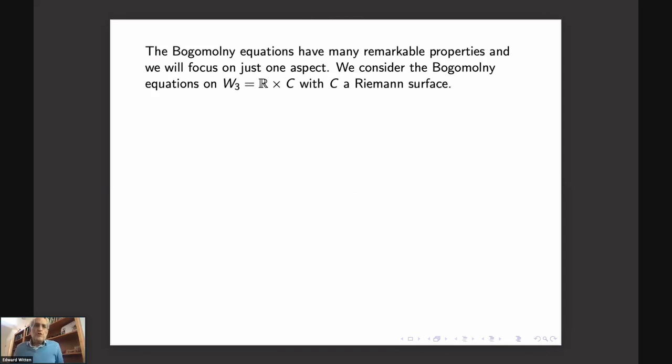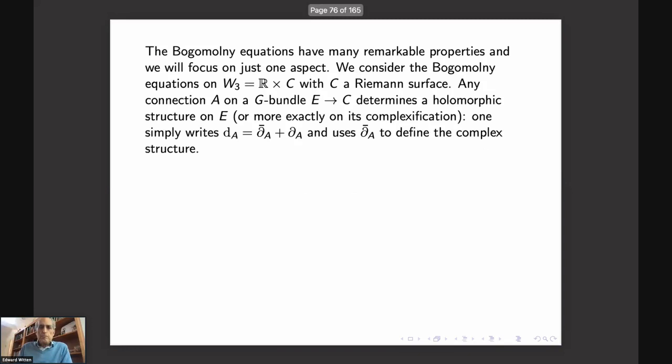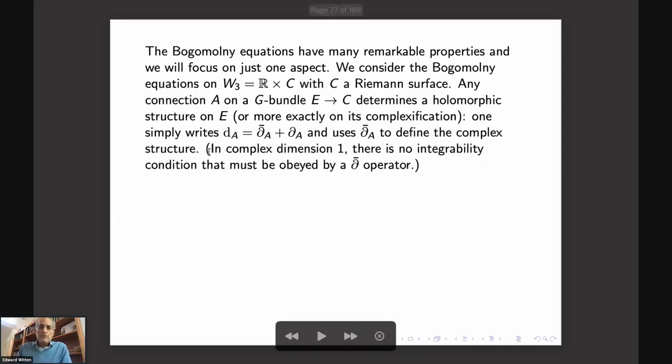We'll consider the Bogomolny equations on a 3-manifold which is a Riemann surface times R. Any connection A on a G bundle over a Riemann surface determines a holomorphic structure on E, or more exactly on its complexification. You simply write the connection as a 0,1 part plus a 1,0 part, and you use the 0,1 part of the connection to define the complex structure of the bundle. In complex dimension 1, there's no integrability condition for a d-bar operator. So whatever the connection is, d-bar A defines an integrable holomorphic structure on the bundle.